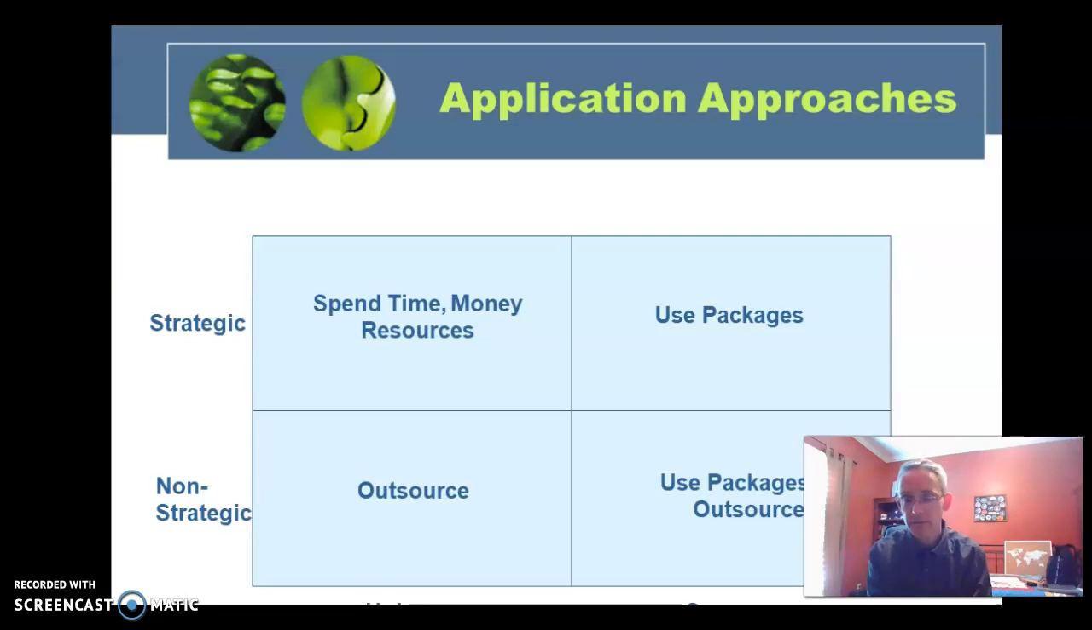If it's strategic, but it's common across our industry, then we'll just use packages. Whatever the best packages are out there, we'll get those. But we don't want to spend time reinventing something that everyone else already has anyway. Just go get it. Don't waste your resources and time on it. And if it's non-strategic and common, then again, we use those packages for those kinds of things too.